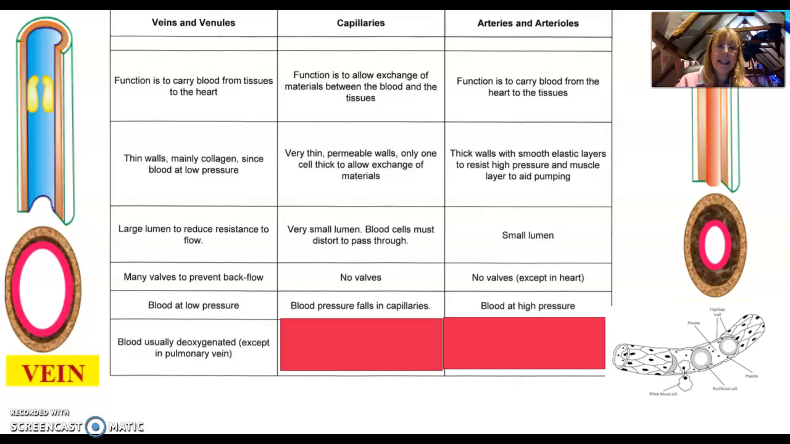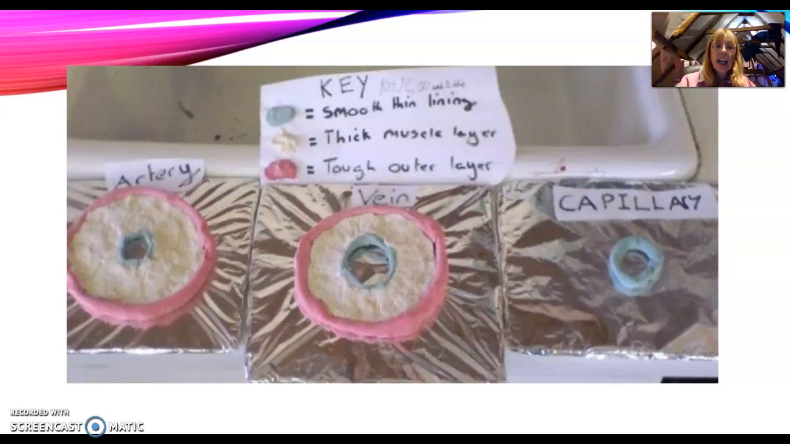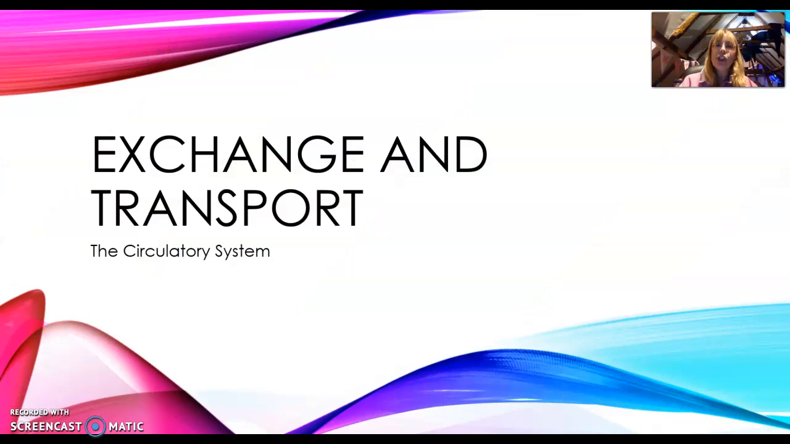And the veins usually carry deoxygenated blood, except for the pulmonary vein, and the arteries carry oxygenated blood, except for the pulmonary artery. And the capillaries is where the oxygenated blood and deoxygenated blood exchange takes place. And if I had to do a model with plasticine to compare those, it could be something like this. So that brings us to the end of the section.